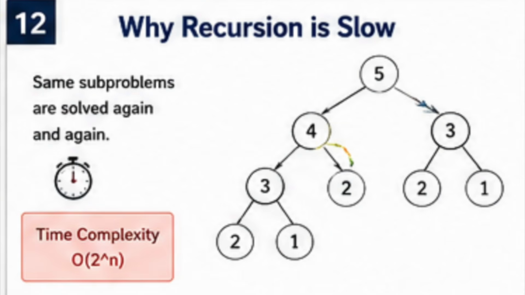Look carefully. How many times are we solving step 3? Twice. Step 2? 3 times. We are solving the same problem again and again. This repeated work makes recursion very slow. That's why recursion has exponential time complexity.